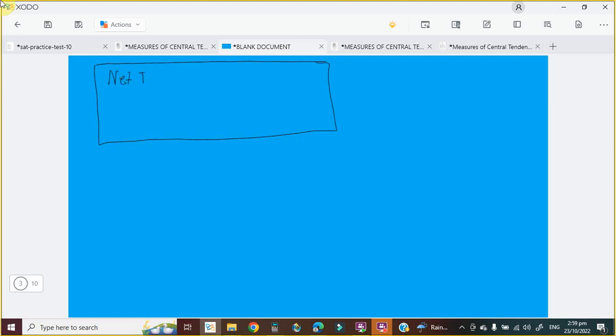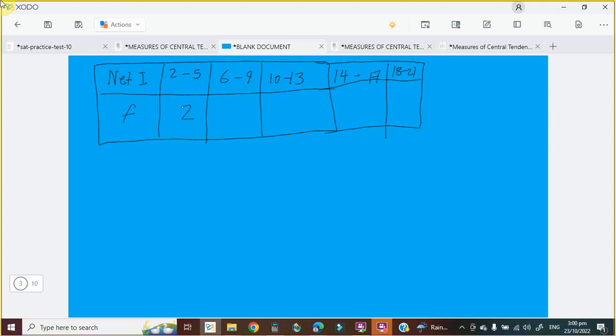Alright, so tell me, net income. I remember it was 2 to 5, and then 9, and then 14 to, then 18 to 21. Cool. And then, of course, our frequency. I remember this was 2, 7, 9, good, and 4.